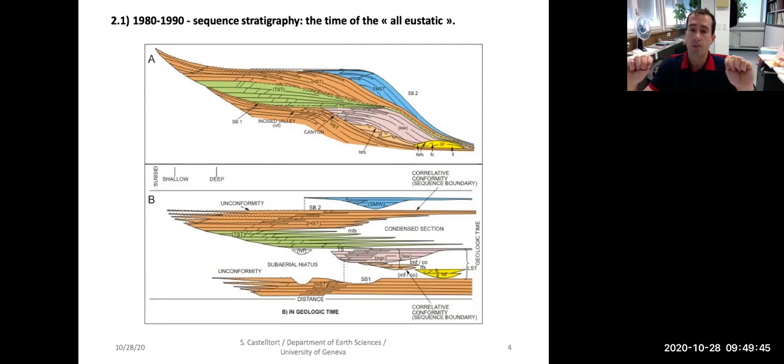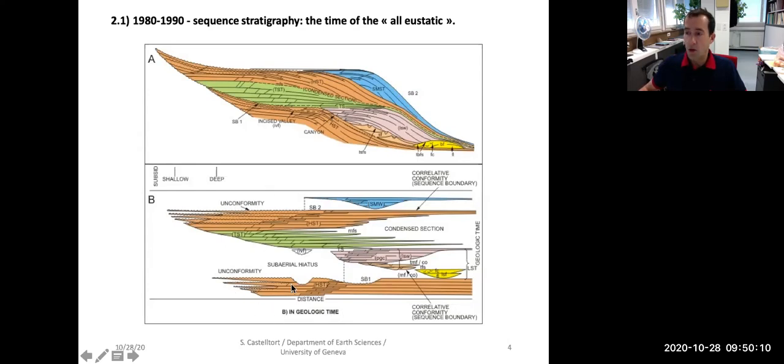And this succession here, you see we have yellow, violet, green, orange, and blue. This succession is a sequence and it's repetitive. So in a basin, in a normal basin, you would have a repetition of those, okay?